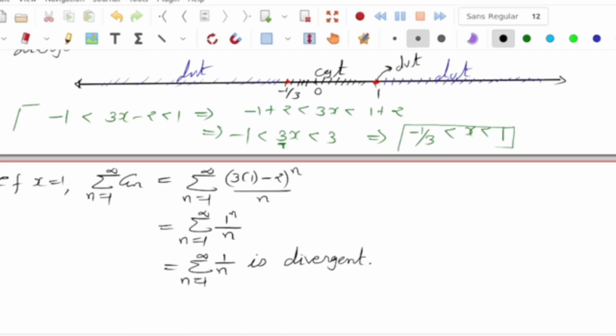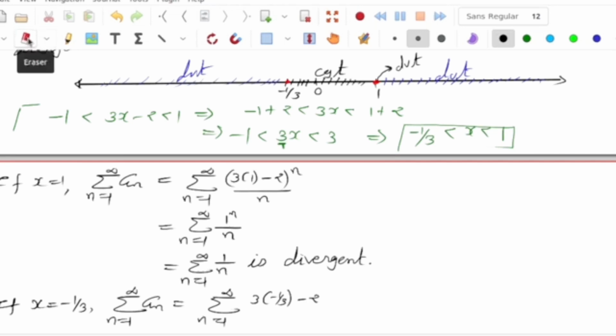Now let us see what happens when x is equal to minus 1 upon 3. So when x is equal to minus 1 upon 3, summation a_n is equal to 3 into minus 1 upon 3 minus 2, raised to, no, I think that I made a mistake somewhere here. What is the mistake? Minus 1 plus 2 is 1. Therefore, this is 1 upon 3 less than x less than 1. So this is not minus 1 upon 3, this is plus 1 upon 3. x is equal to plus 1 upon 3, so plus 1 upon 3 raised to n upon n.